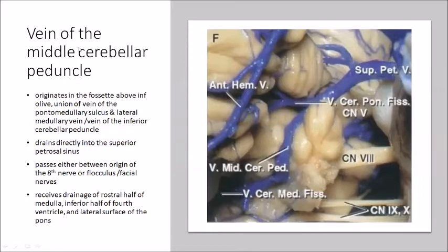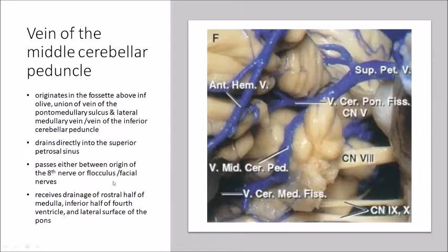This group also considers the vein of the middle cerebellar peduncle. It originates in the fossa above the inferior olive and is formed by the union of the vein of the pontomedullary sulcus and the lateral medullary vein or vein of the inferior cerebellar peduncle. It drains directly into the superior petrosal sinus, as we can see here.